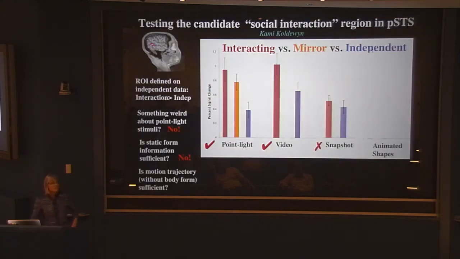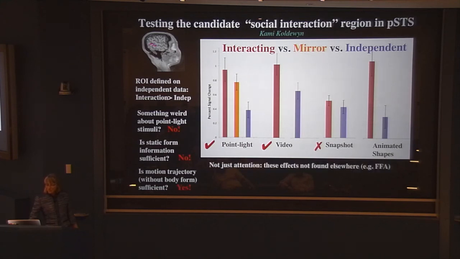Okay, so now we can ask, does that same region respond to social interactions even of just simply moving shapes, totally different stimuli? Answer, yes, big time, okay? Even more selective in this case here. So where are we with this?